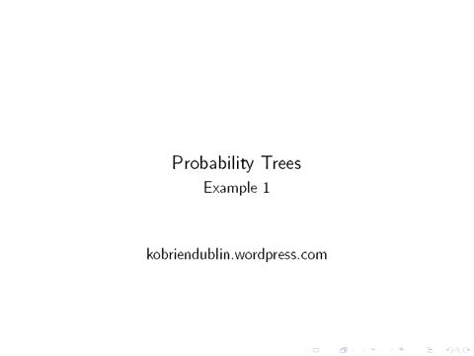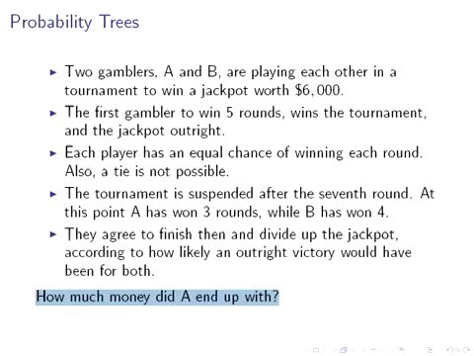In this presentation, we look at using probability trees, and this presentation is just one example of a few where I tackle a problem using a probability tree. So here's our problem. We have two gamblers, A and B, and they are playing each other in a tournament to win a jackpot of $6,000. The first gambler to win 5 rounds wins the tournament and the jackpot outright.